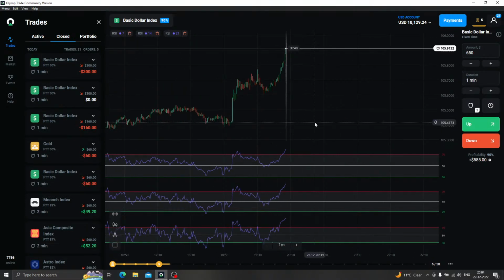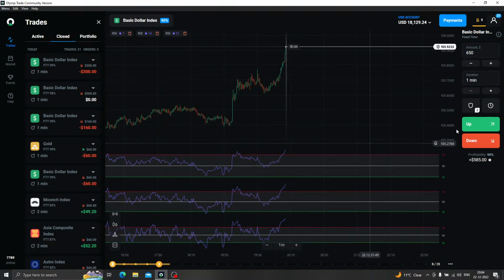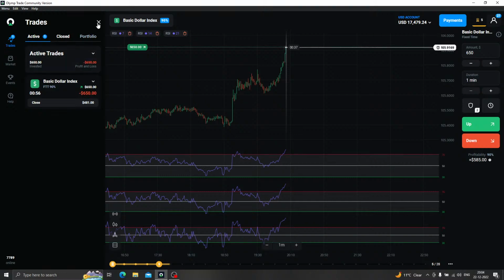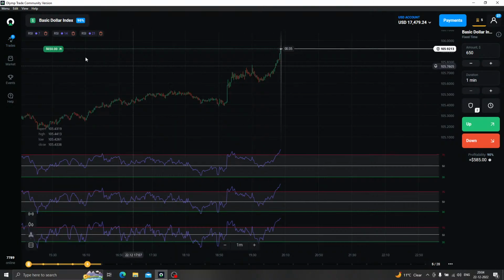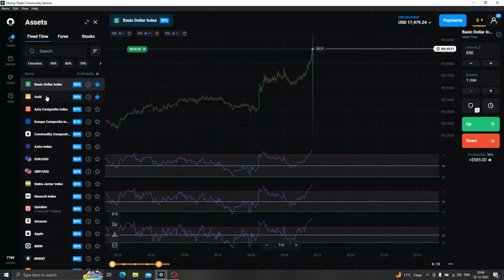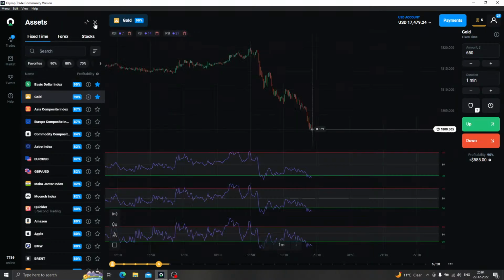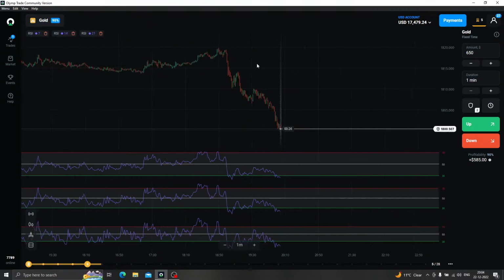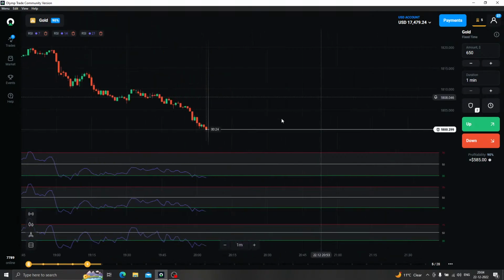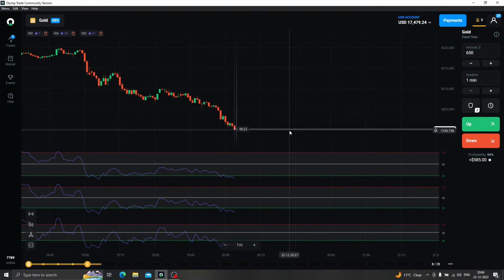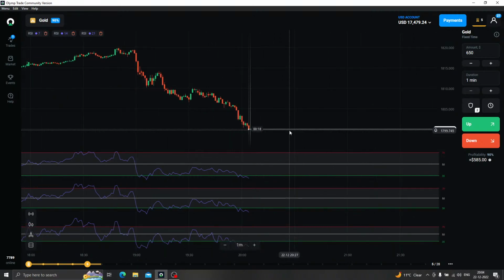I think that the dollar here is continuing to gain its strength due to the data release. That might be one of the reasons that we are seeing this constant upward movement in the basic dollar index. In gold also, all the three parameters are showing in the oversold region, oversold zone.